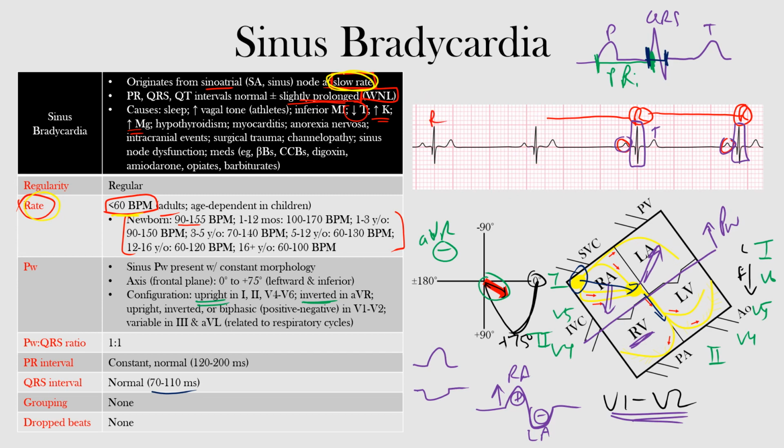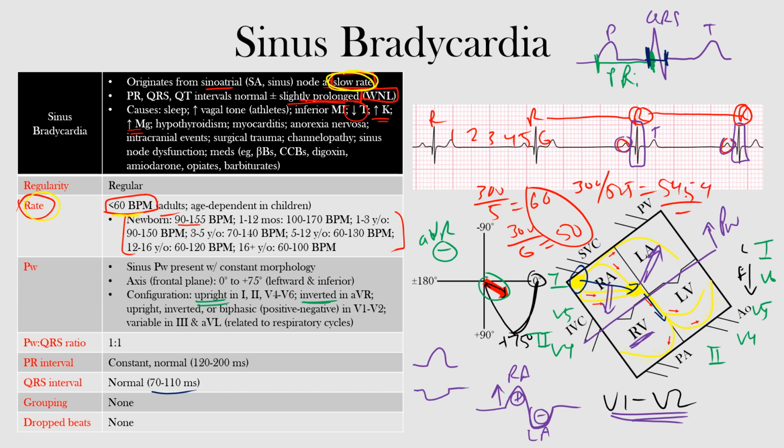So this is one R wave to the next. We count the number of thick lines between: 1, 2, 3, 4, 5, 6. So it's between 5 and 6. If you did 300 over 5, that would give you 60 beats per minute, and then 300 over 6 is 50. So it's somewhere between. If you did about 300 over 5.5, that gives you 54.54, so close enough, about 55 beats per minute.